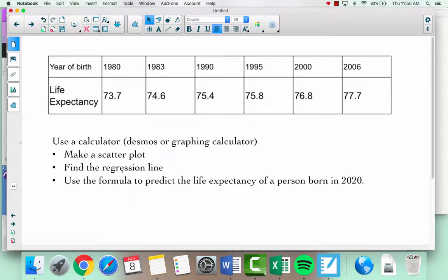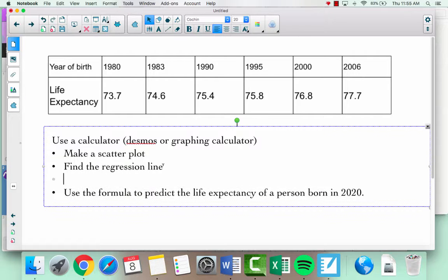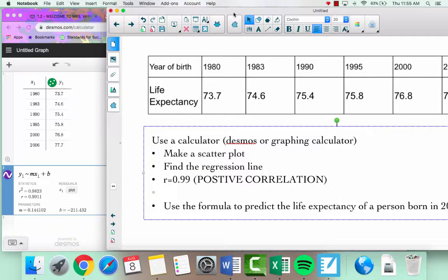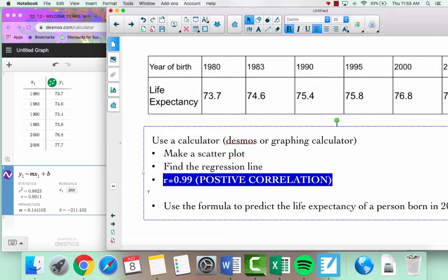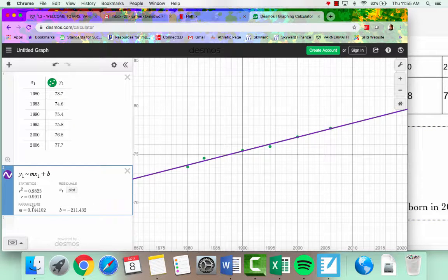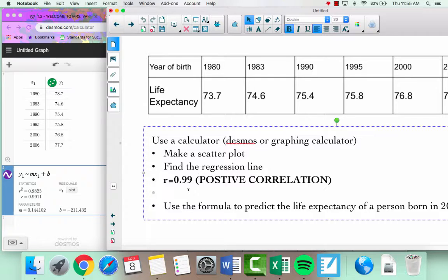So we found the regression line. We've got that typed in, and for that we found that our R value was 0.99, which means positive correlation. All right. The other thing is we want the equation of the line. So to get that, we look at the M and B values that they give us here at the bottom. M is our slope, B is our y-intercept. So I'm just going to write that in equation form. You don't have to do any work, just write it.